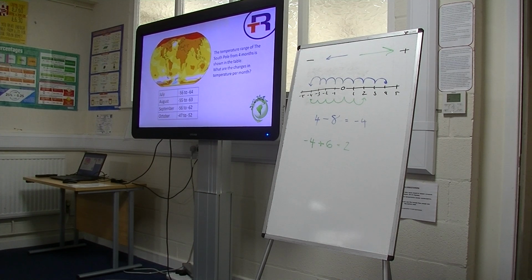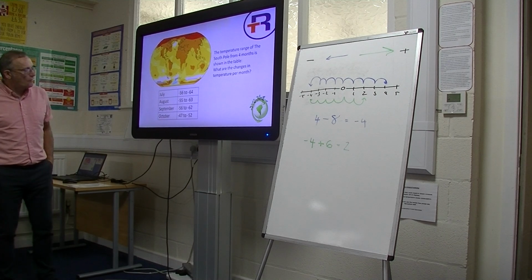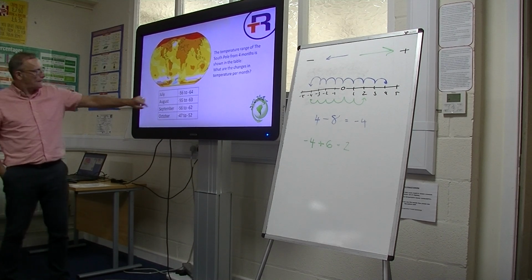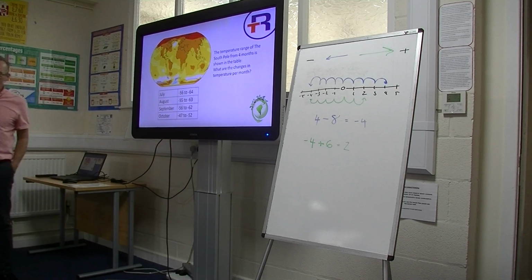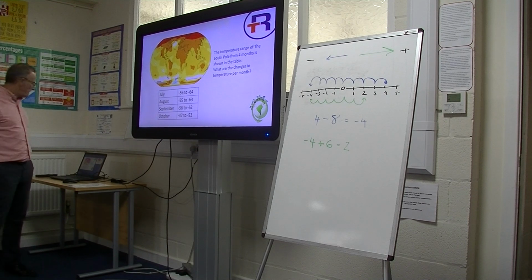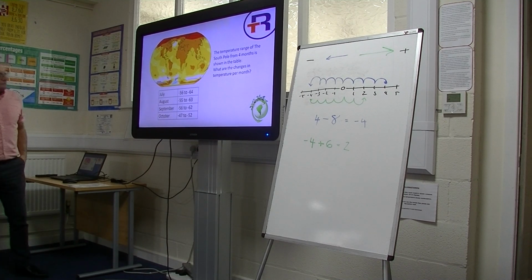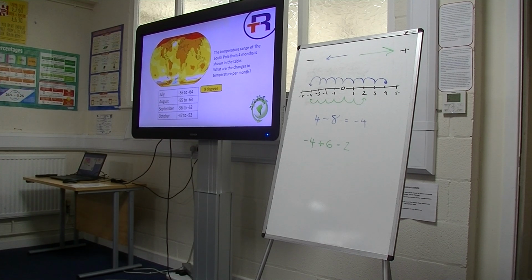The temperature range of the South Pole for 4 months is shown in the table. What are the changes in temperature per month? This is just to get your brains working a little bit. What's the difference in temperature between -56 and -64? What's the difference in temperature? 8. Is it minus 8? It's just 8 degrees, yeah?